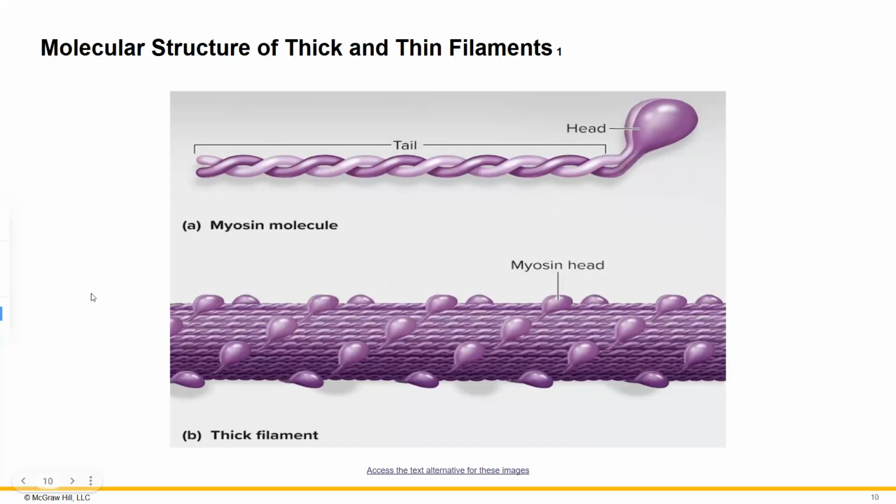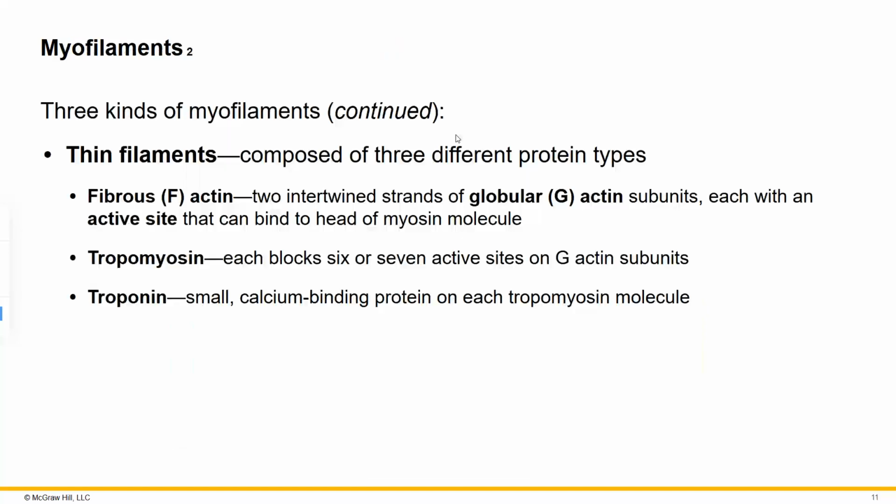So this is what it looks like, and when they said it looks like a golf club, this is what they meant. Then you have thin filaments. Thin filaments are composed of three different protein types: fibrous actin, tropomyosin, and troponin. So fibrous actin is two intertwined strands of globular actin subunits, each with an active site that can bind to the head of the myosin molecule.